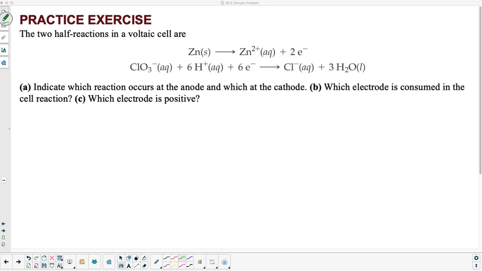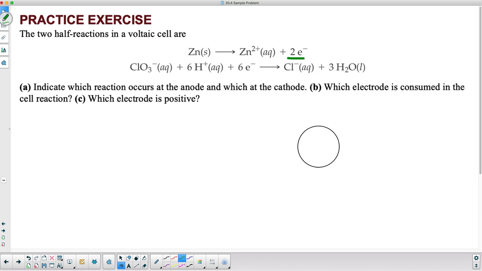So the first thing I'm going to say is oxidation has the electrons on the right hand side. So if I look at these two with zinc and with chlorate, I notice that this one must be oxidation because this has the 2 electrons on the right hand side, which means the 6 electrons on the left hand side must be reduction. So this is reduction, this is oxidation, and then that means that this is the anode, and this is the cathode, okay.